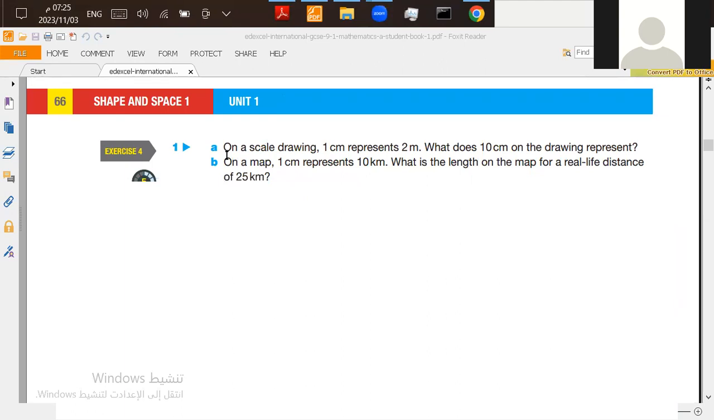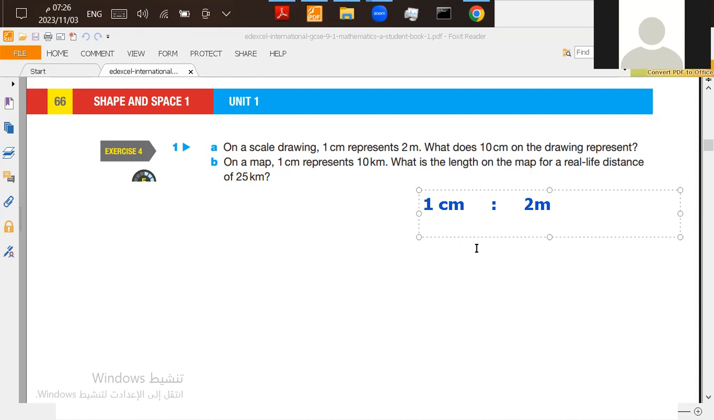So, as we said, on a scale, it gave us the units, which are centimeters and meters. First, 1 centimeter equals 2 meters.